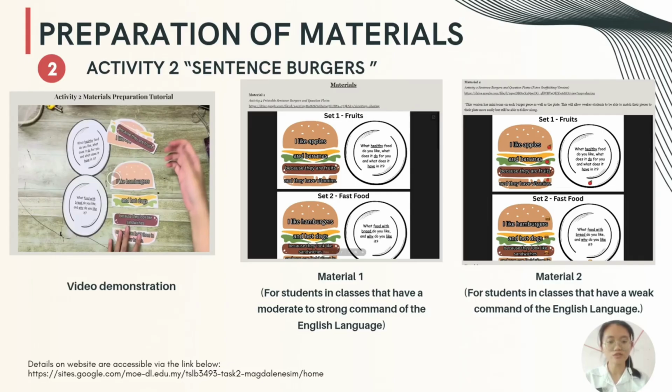The teacher will have to choose between Material 1 that is suitable for classes that have moderate to strong command of the English language, or Material 2, which provides extra scaffolding for students and classes that have a weaker command of the English language. Then, the teacher would have to prepare the materials, such as the burger pieces and the question plates, according to the demonstration video provided within the resource kit.